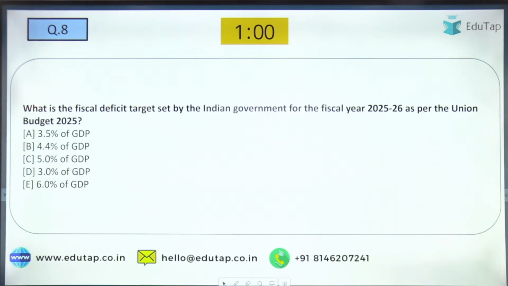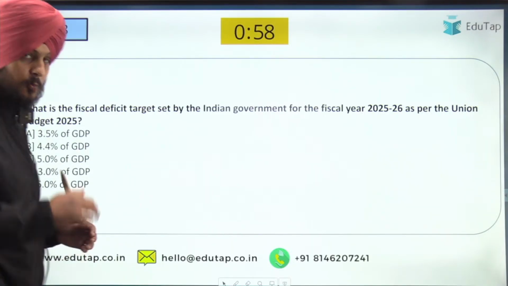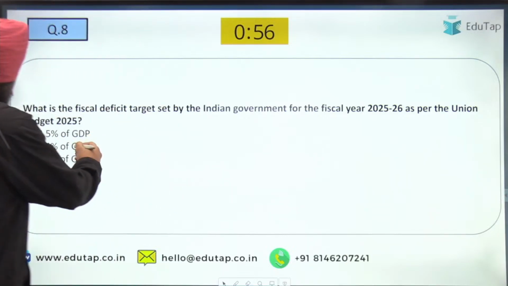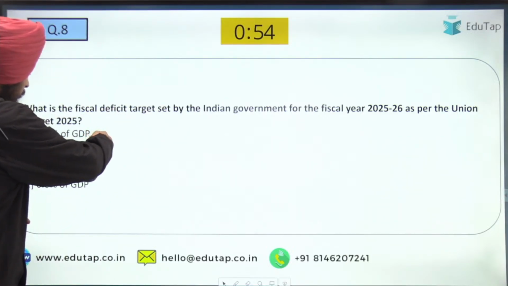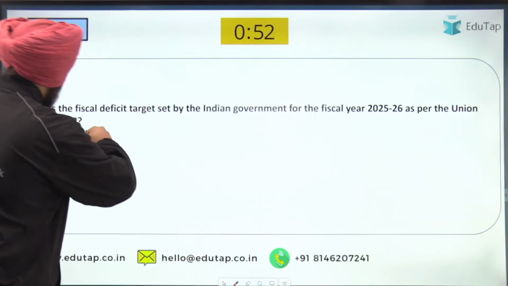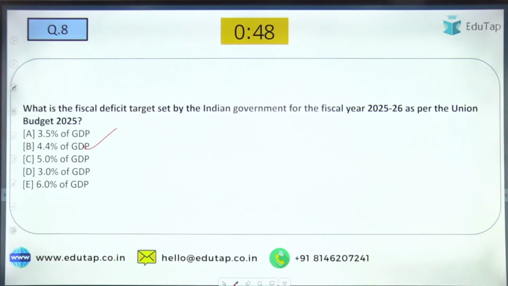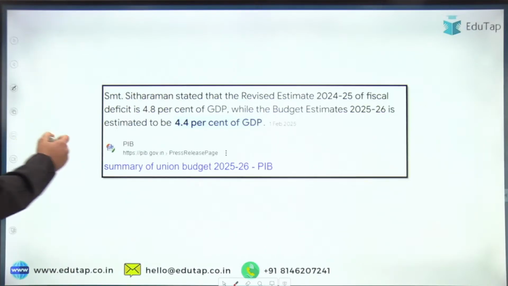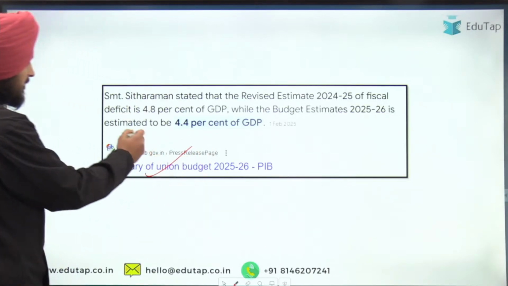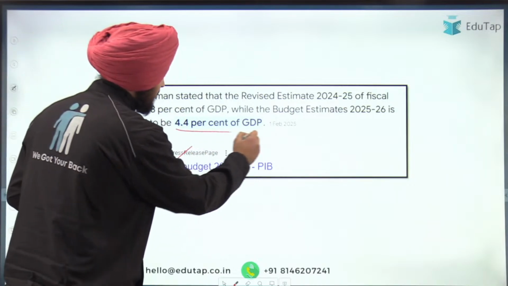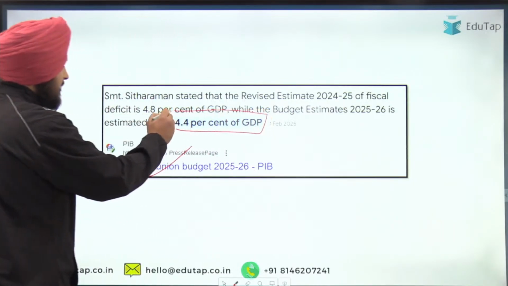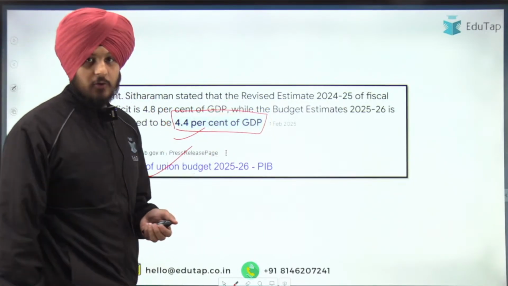Yes, very good, Gopal. And I would say Priti also very good. So the answer to this question is going to be the B option, 4.4%, because this is what was announced by the Finance Minister in the budget. You can see I've pasted this screenshot also, so you can easily see in the Union Budget summary that the fiscal deficit target has been decided as 4.4% of our GDP.